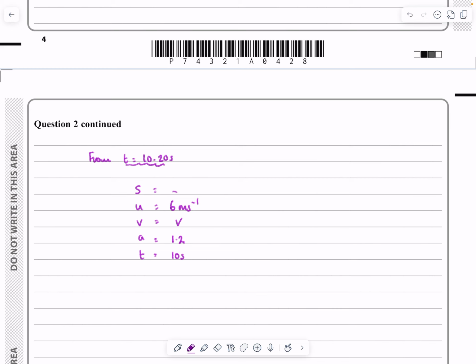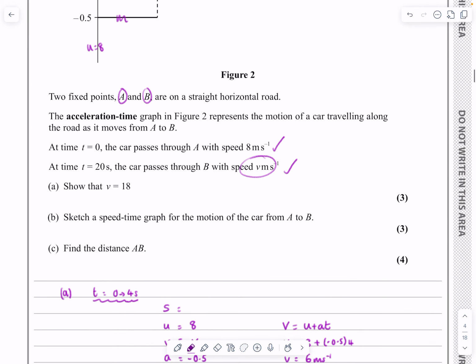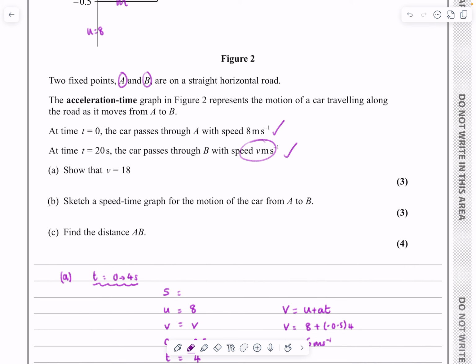Again, we've got v, u, a, and t, so we've got v equals u plus at. If we sub in what we know here, v is going to equal 6 plus 1.2 times 10, so v works out to be 6 plus 12, which means v is equal to 18 meters per second, which is what they asked us to do for part A.